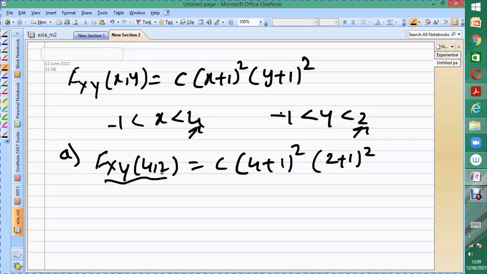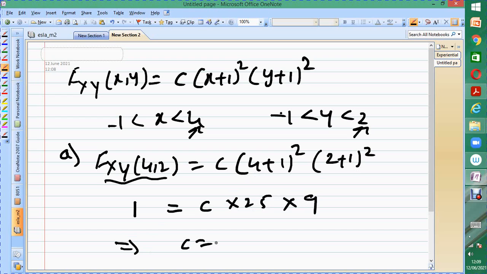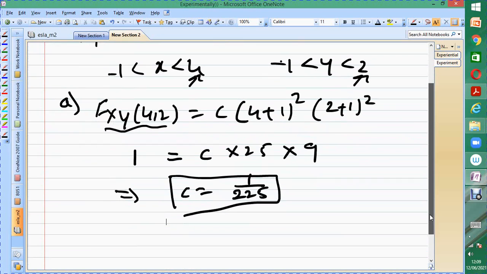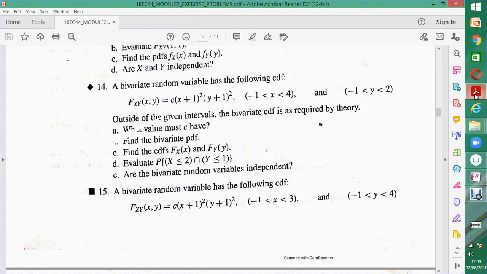As we know, the total area under the PDF is always equal to 1. So I put the left-hand side as 1 = c × (5+1... that is 5)² which is 25, into (2+1)², which is 3 squared, that is 9. Simplifying this, we get c as 1/225. So this is the first part. Next we are asked to calculate the bivariate PDF.